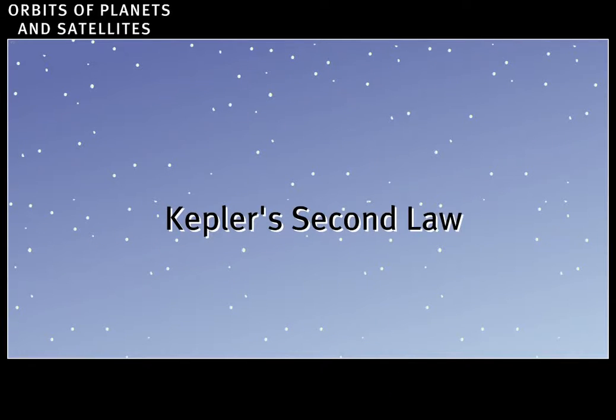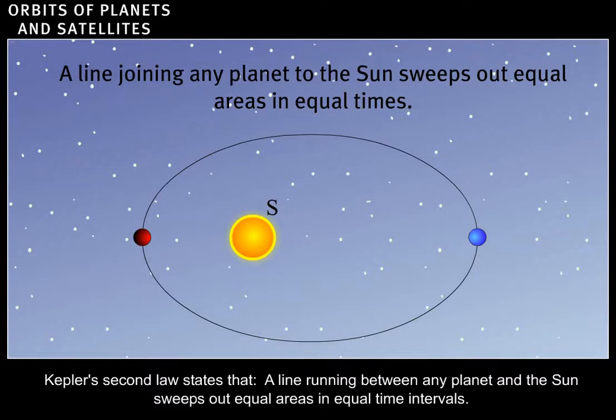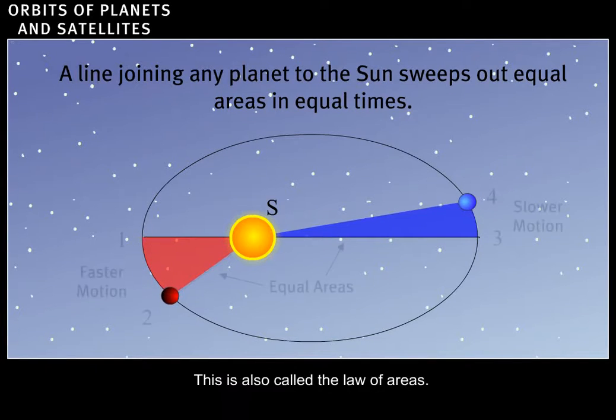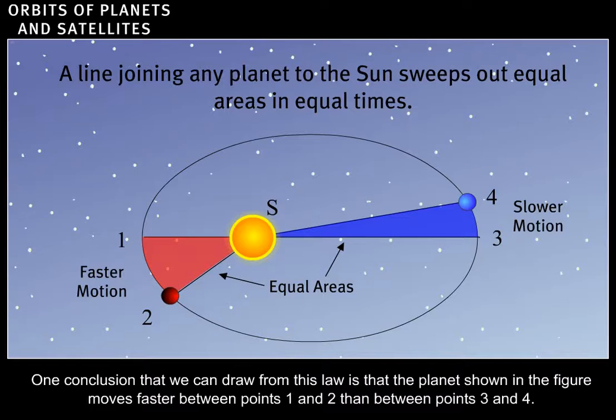Kepler's second law states that a line running between any planet and the Sun sweeps out equal areas in equal time intervals. This is also called the law of areas. One conclusion that we can draw from this law is that the planet shown in the figure moves faster between points 1 and 2 than between points 3 and 4.